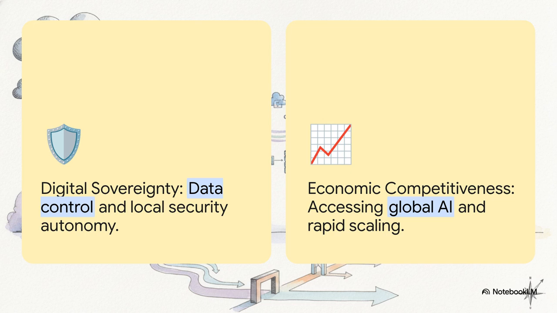And this creates what researchers call the European dilemma. You're caught right in the middle. On one side, you have this strong push for digital sovereignty, keeping data under local laws and maintaining security autonomy. But on the other side, the reality of economic competitiveness. To stay productive and scale rapidly, you desperately need access to the latest global tech, like advanced AI, which, let's be honest, currently lives mostly with those foreign providers. It is a really tough balancing act.